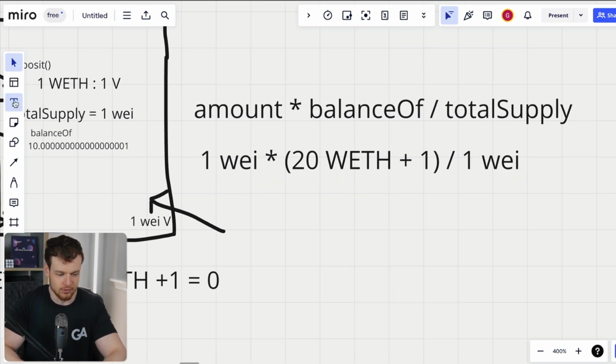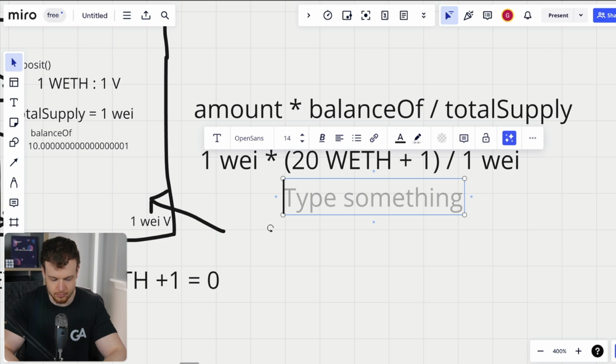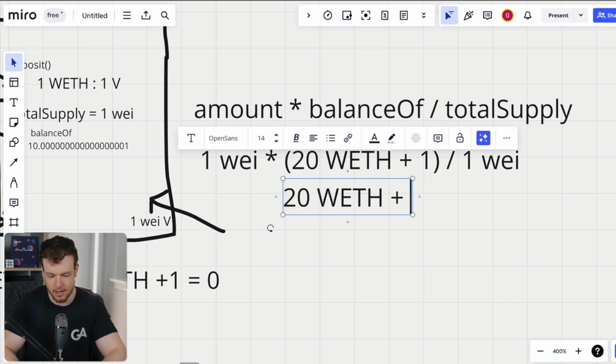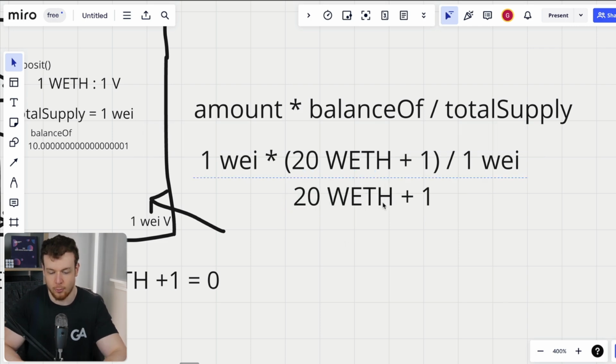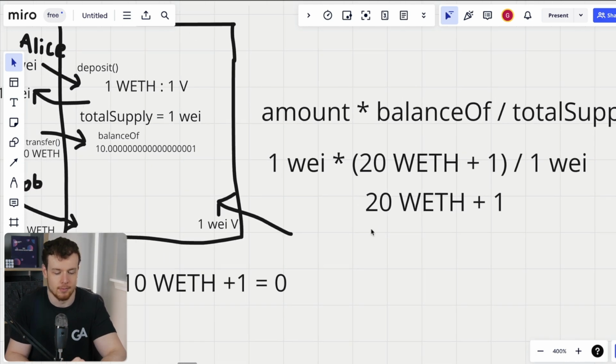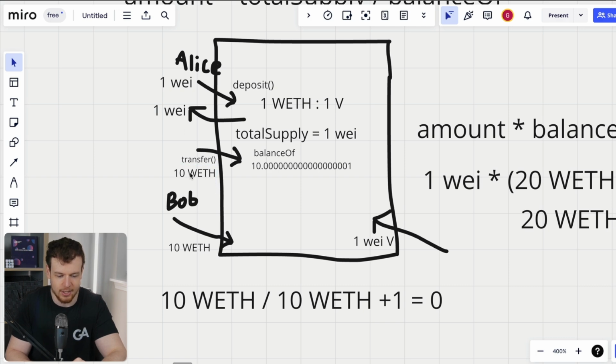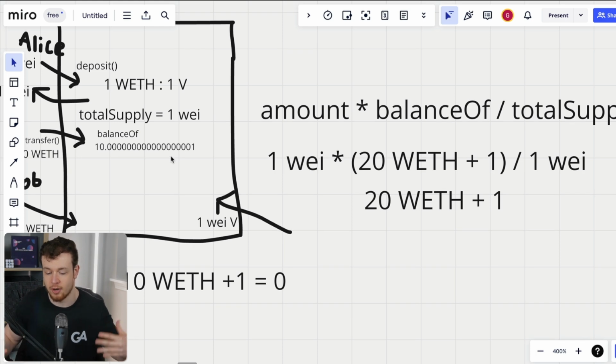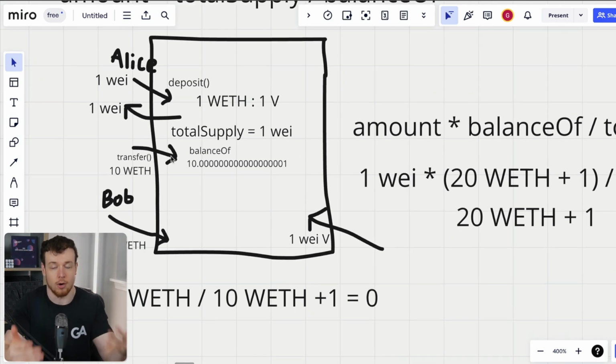So of course, what is this equal to? Well, it's equal to roughly 20 wrapped ether, and then of course it has the extra wei. So 20 wrapped ether and one wei. So this is what Alice gets to withdraw. But remember, what Alice put in was just 10 wrapped ETH, and she also put in a single wei. So she pretty much roughly doubled the amount of wrapped ether that she was able to withdraw in this circumstance. And of course, at the expense of Bob, she essentially just stole all of Bob's wrapped ether here. And so this is the crux of the inflation attack.